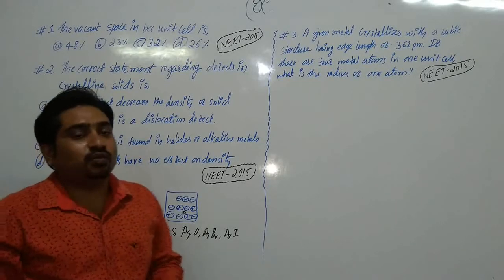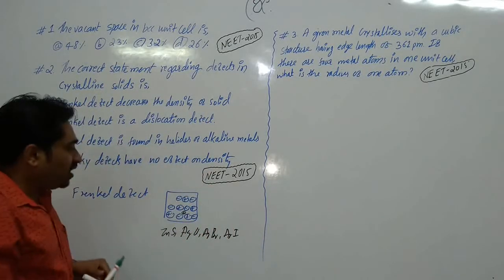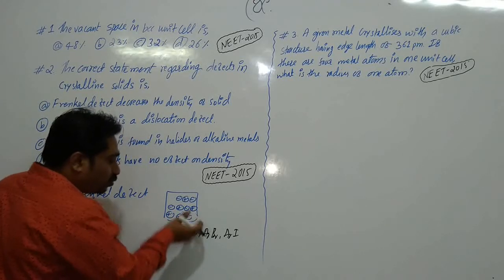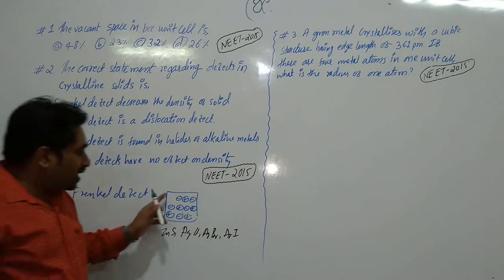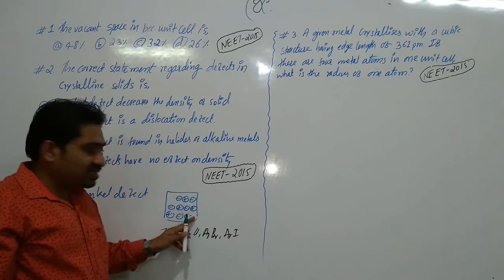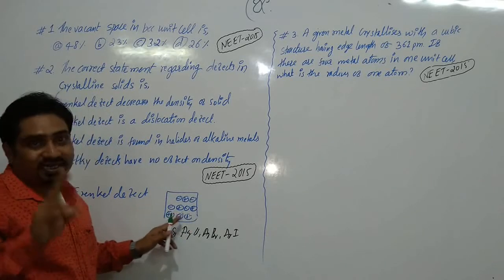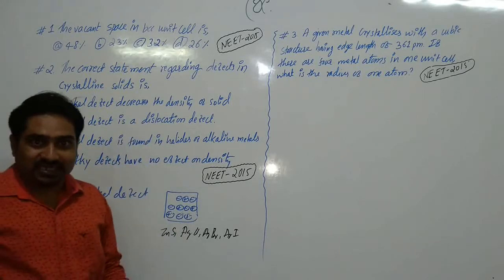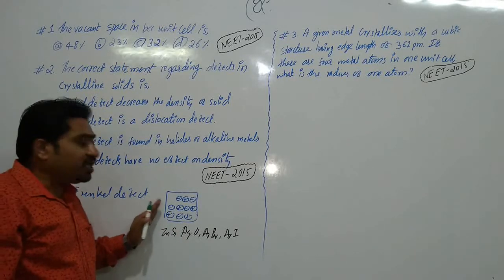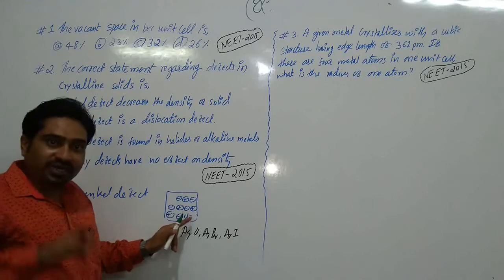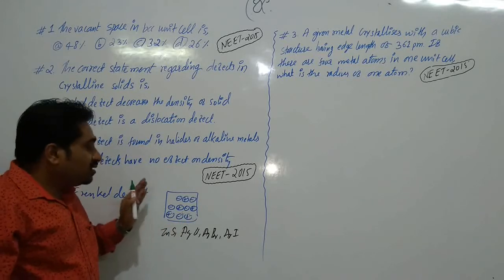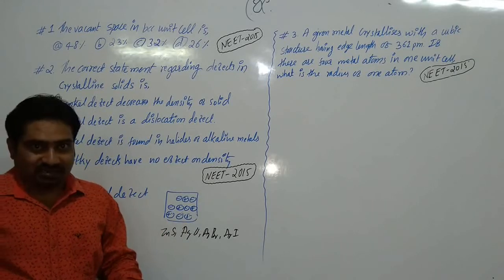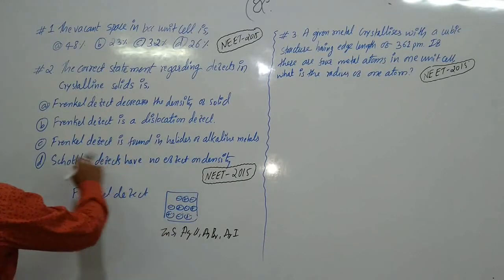On the other hand, what is Schottky defect? In Schottky defect, an equal number of cations and anions are removed from the crystal. As equal numbers of cations and anions are removed, the crystal remains electrically neutral, and the density of the crystal decreases. As the number of ions decreases, in Schottky defect the density of the crystal decreases.